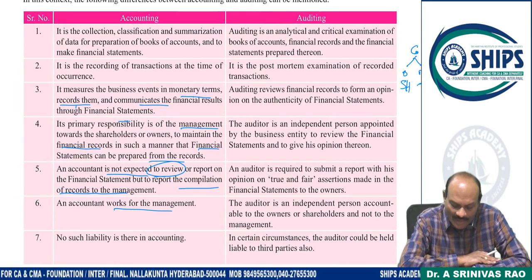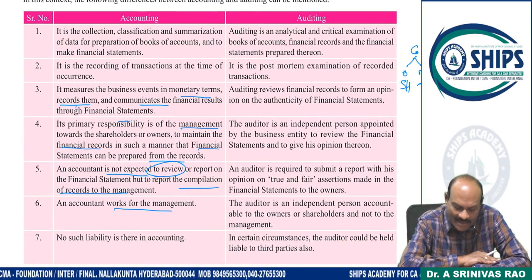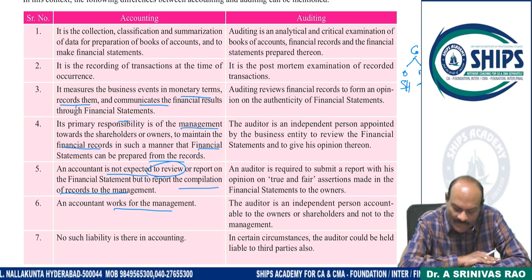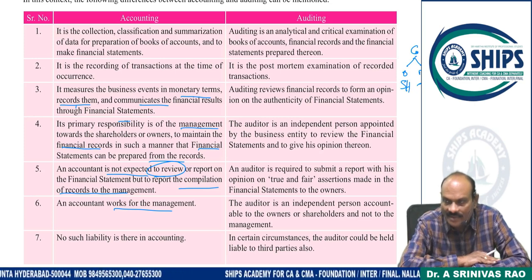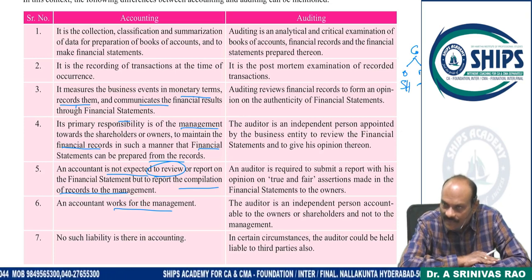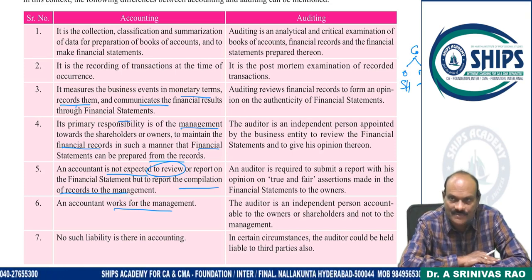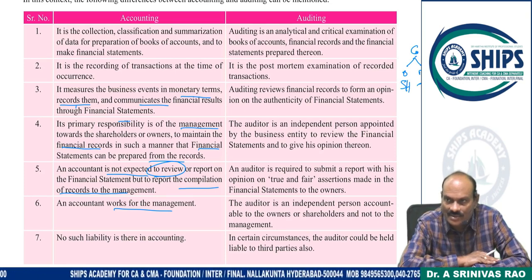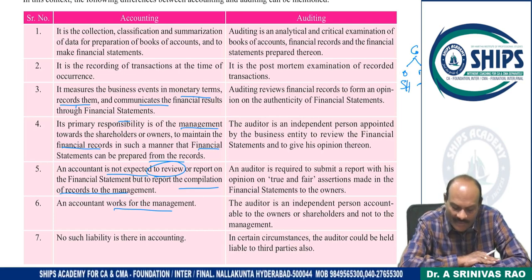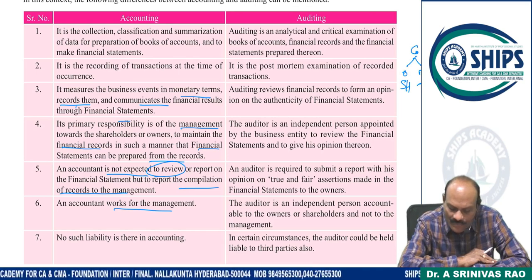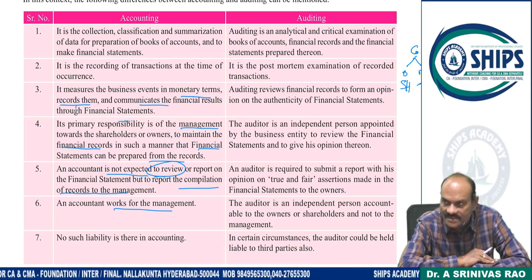Auditing meaning. Auditing is the analytical, critical examination of the books of accounts, financial records, and the financial statements prepared thereon. Nothing but the auditor has to collect the data, information, records, and performance from the management, and he has to evaluate the same. That's why this is a critical examination of the transactions. By nature, we can say it is investigative. And the other one is, it is the post-mortem examination of the recorded transactions.